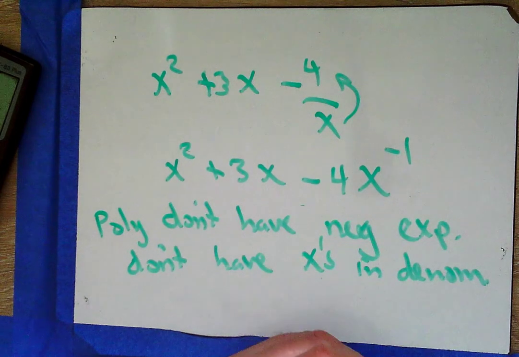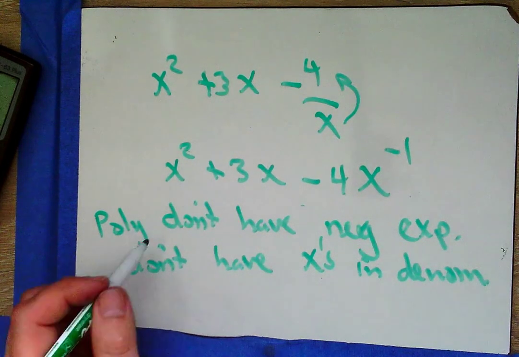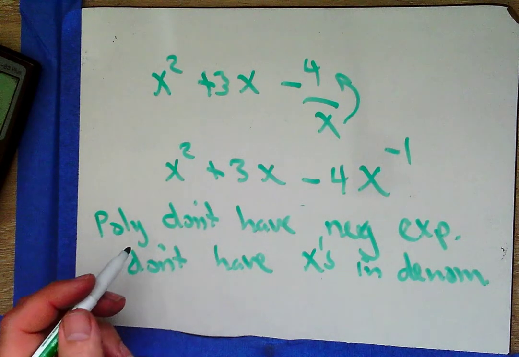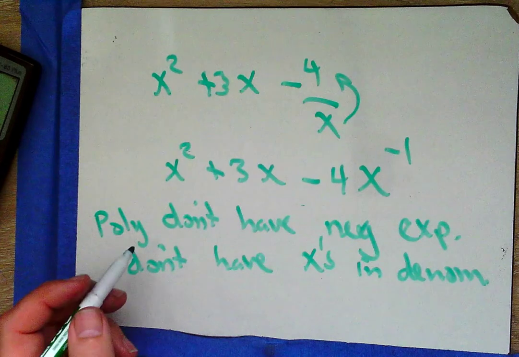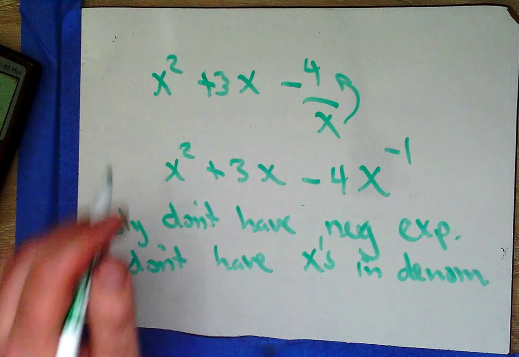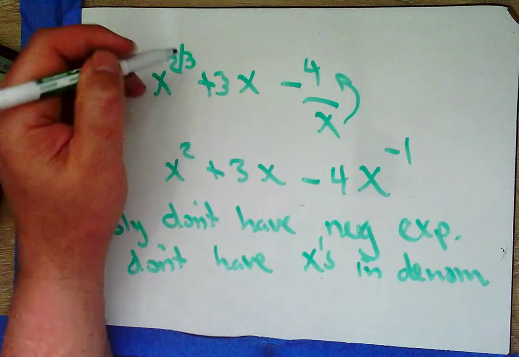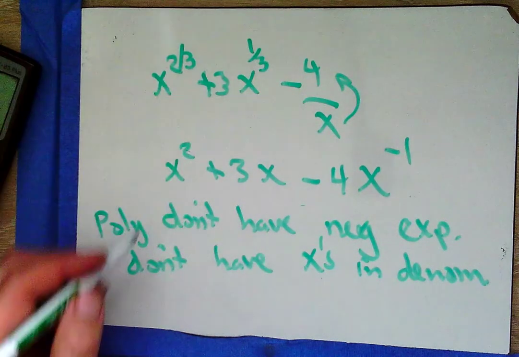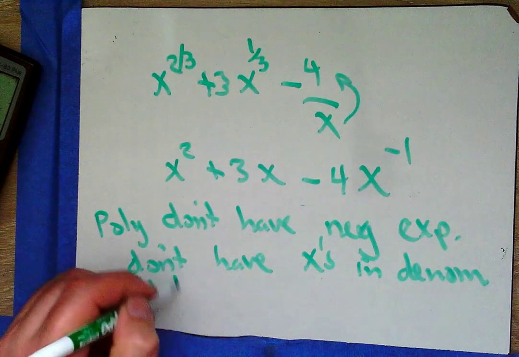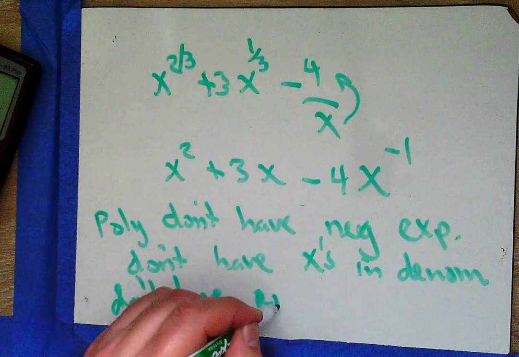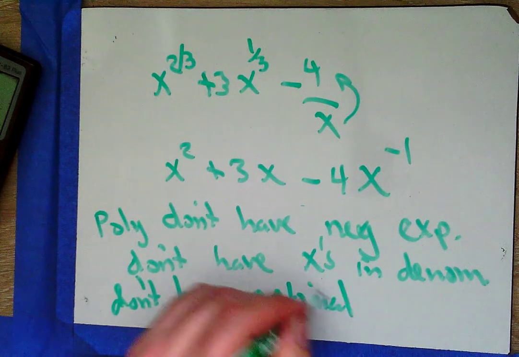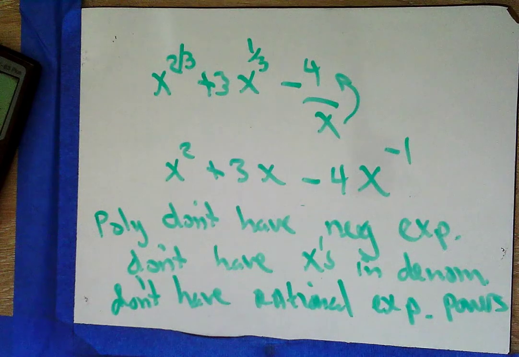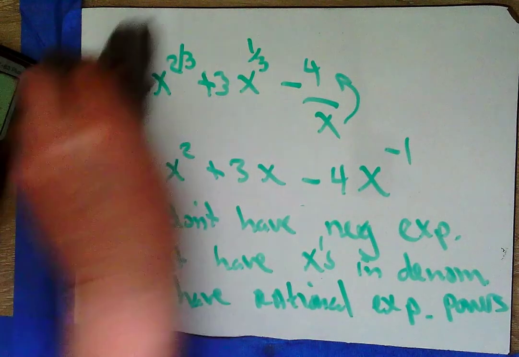Anything else that we can say? Well, yeah. It turns out that polynomial powers are all whole numbers. And so we can't have something like x to the 2/3 plus x to the 1/3. Yeah, no. No, they don't have rational exponent powers. Okay? So, let's test your knowledge of polynomials.